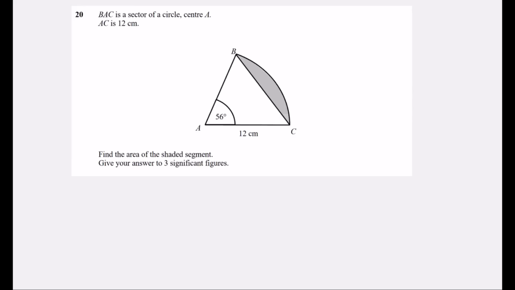Question 20. BAC is a sector of a circle, centre A. AC is 12, so the radius is 12. So AB is also a radius, it's also 12. Find the area of the shaded segment. So we've got the area of a sector, take away the area of a triangle. For the area of the sector, we've got 56 degrees, so the fraction of the circle we've got is 56 360ths.